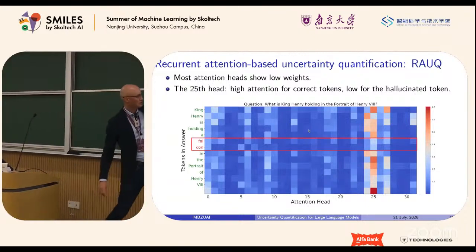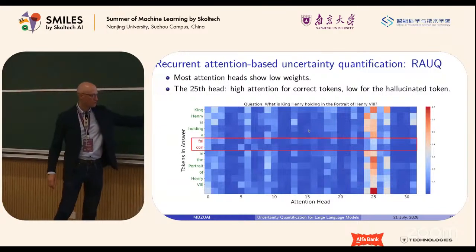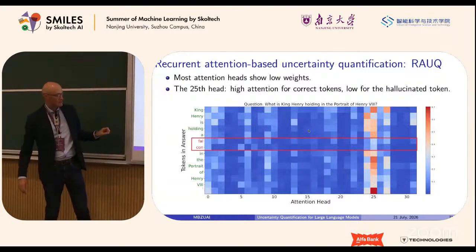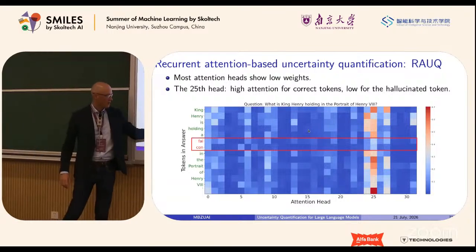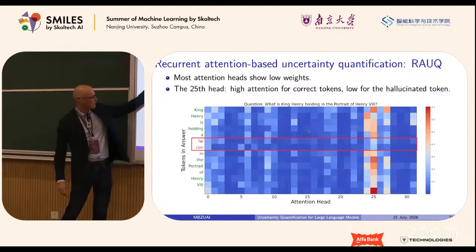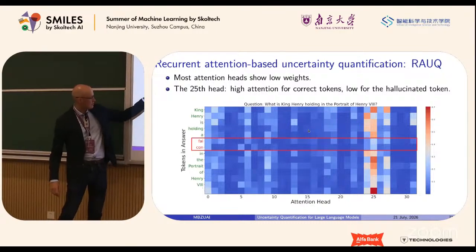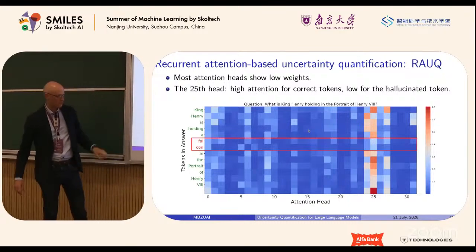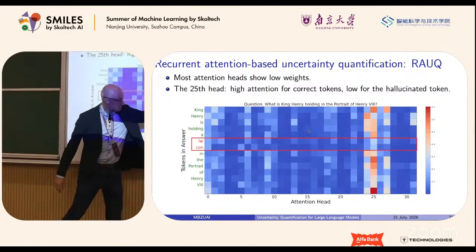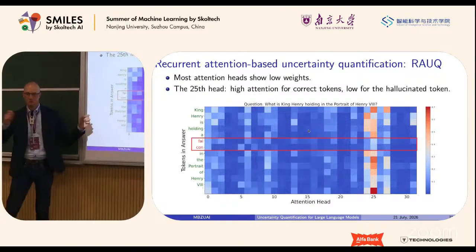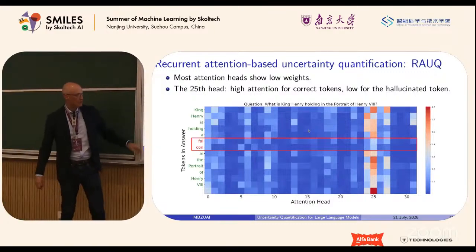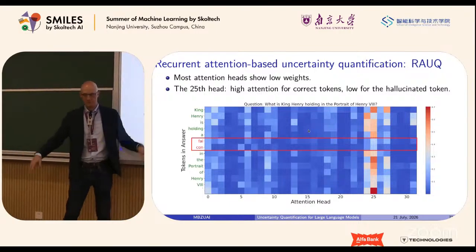You can see here's a generation of a language model, token by token. On the x-axis, there's the attention to the previous token for different attention heads. The green words are correct words, and the red word is the hallucinated word. You can see there's a certain head here that commonly has pretty high attention to the previous token. But when we are generating a hallucination, the attention blurs.